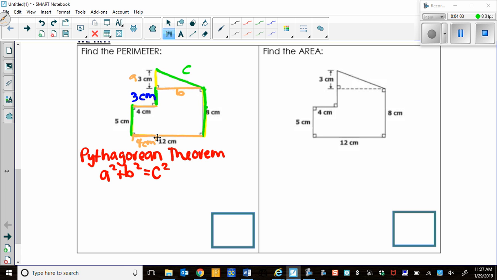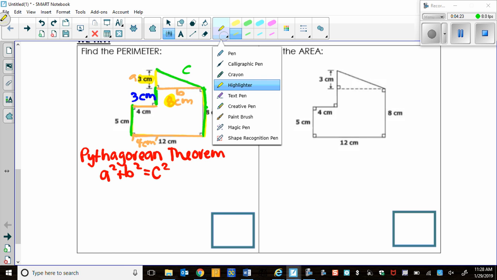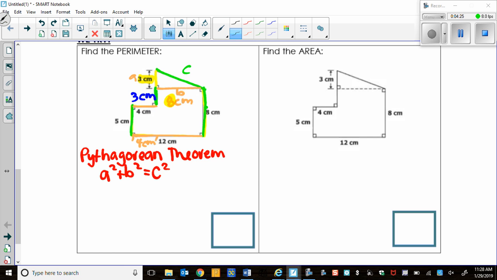If that's the case, if I go back up here, then I can safely say that this is the length of 8 centimeters. So I have my one side, which is 3 centimeters, and then I have my 8 centimeters, so I can go ahead and plug it into my formula. It would be 3 squared plus 8 squared equals C squared. So do the math.